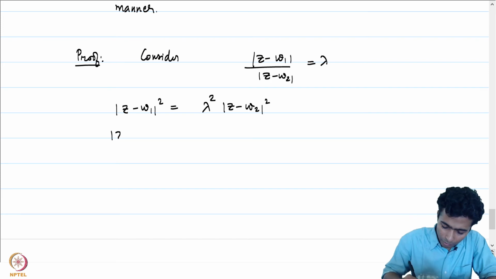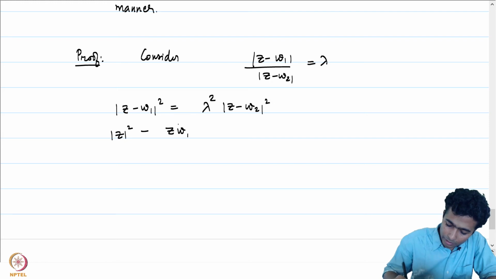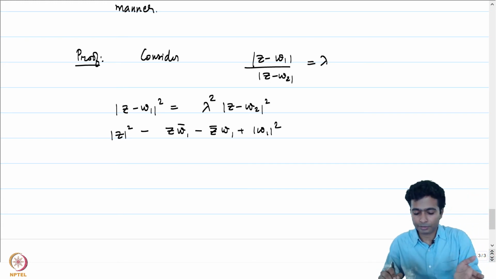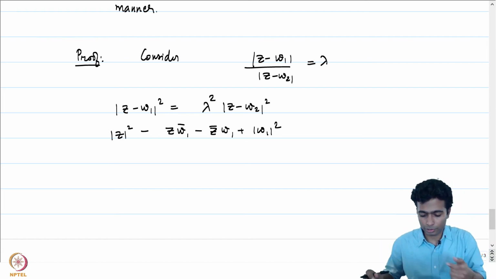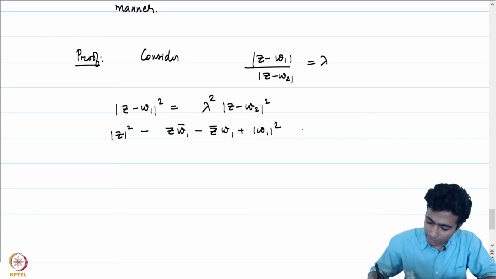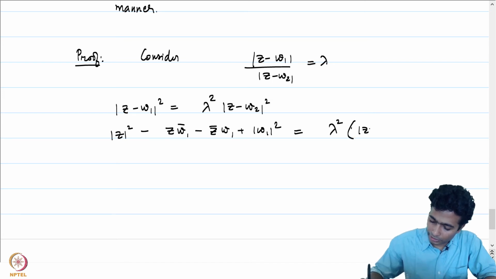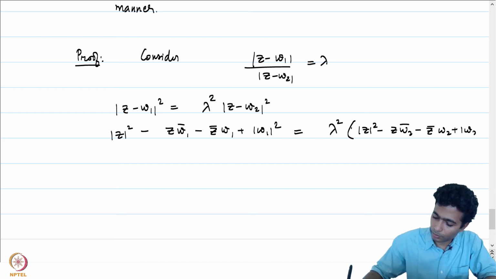which will be |z|² - z w1-bar - z-bar w1 + |w1|². Remember that the square of the absolute value of z - w1 is equal to the product of z - w1 with its conjugate, which can be expanded out in this manner. This will be equal to λ² times (|z|² - z w2-bar - z-bar w2 + |w2|²).